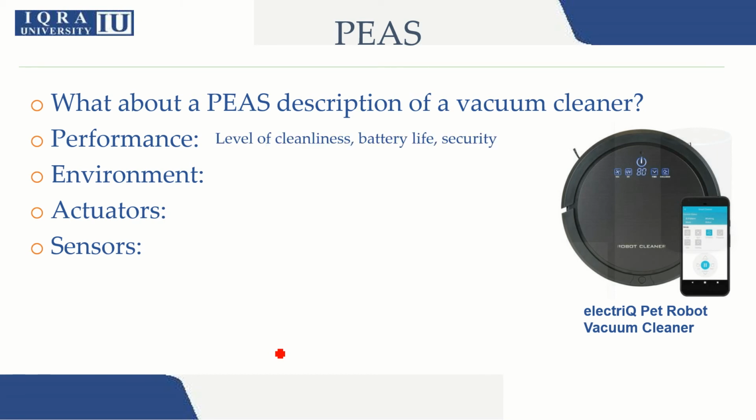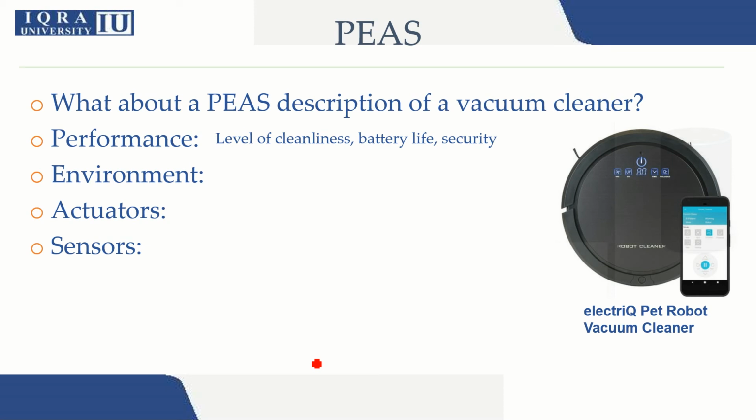So again, it's obvious that the performance measure is the level of cleanliness, whether the place is clean or not. And of course it can choose to use lots of battery, but we have to make sure to preserve battery life, and that it's secure so no one can hack into it and destroy my house if it's connected to our Wi-Fi.